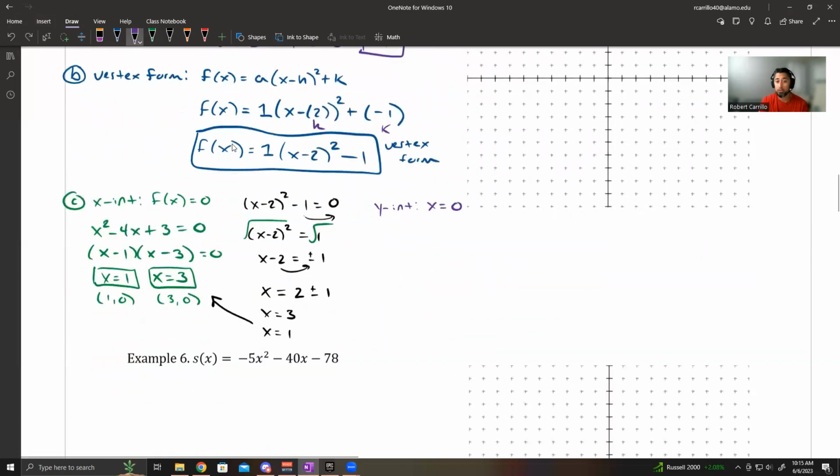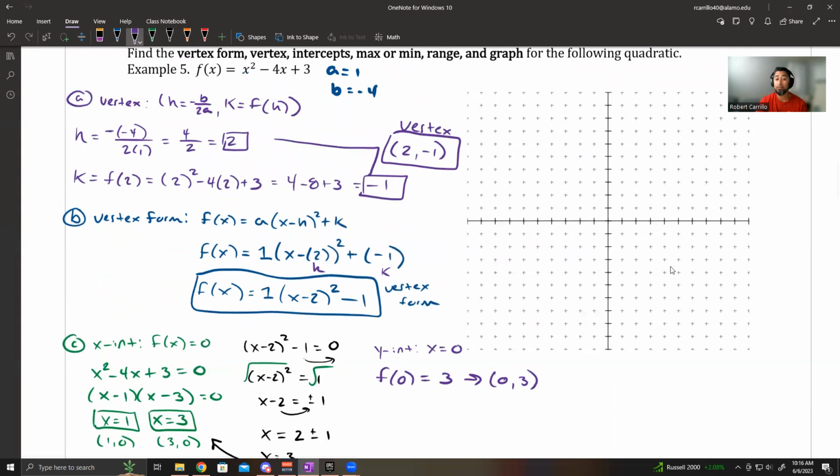Okay. So this means that when you plug it in, you'll just say f of 0 equals 3. And my y-intercept is going to be the coordinate (0, 3). Okay. So now we have all the information we need to graph to find the rest of the information. So first off, let's plot our vertex. Our vertex is at (2, -1). So that's 1, 2, here, -1.